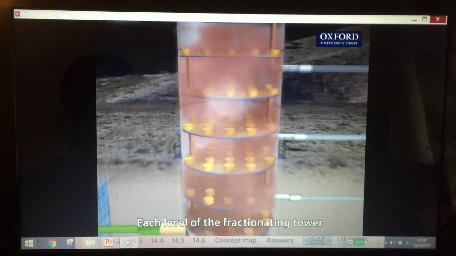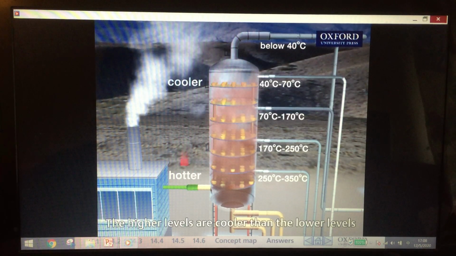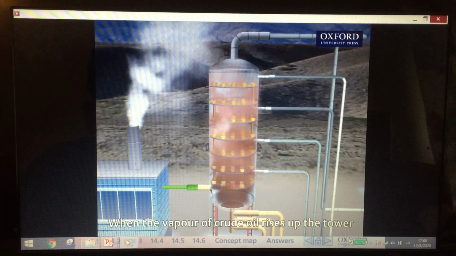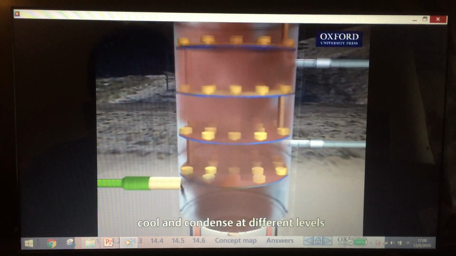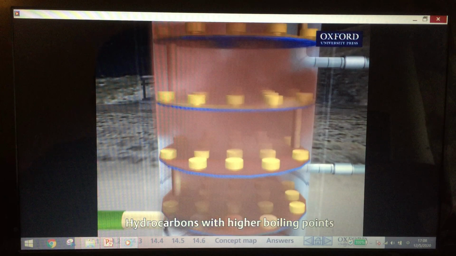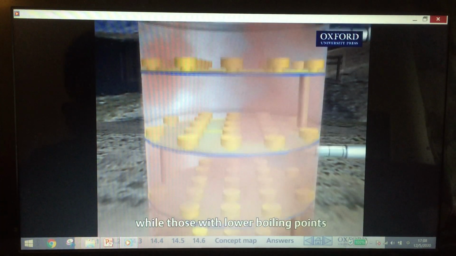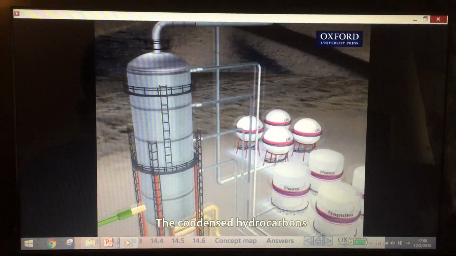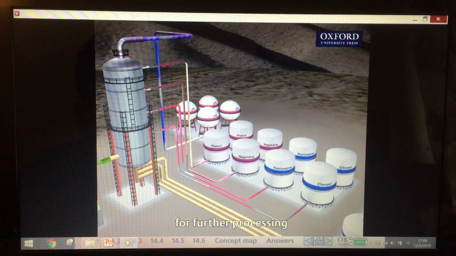Each level of the fractionating tower is kept at a particular temperature. The higher levels are cooler than the lower levels. When the vapor of crude oil rises up the tower, different hydrocarbons in the vapor cool and condense at different levels. Hydrocarbons with higher boiling points condense at lower levels, while those with lower boiling points condense at higher levels. These condensed hydrocarbons are then piped to storage tanks for further processing.